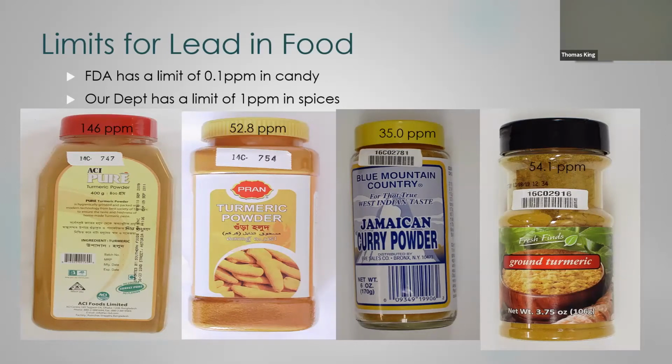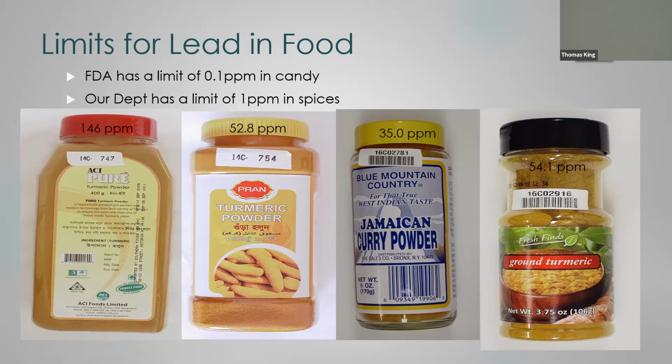Lead is one of the only elements that has a limit in food. The FDA has an official limit of 0.1 part per million in candy, but no official limit for lead in spices. So recently, we set a limit of 1 ppm in spices. And currently, we are working with the Department of Health on lowering this limit. Here are some pictures of spices containing excessively high concentrations of lead that I analyzed. We found the spices that contain the highest levels of lead are turmeric, curry, cumin, ginger, cinnamon, and paprika.